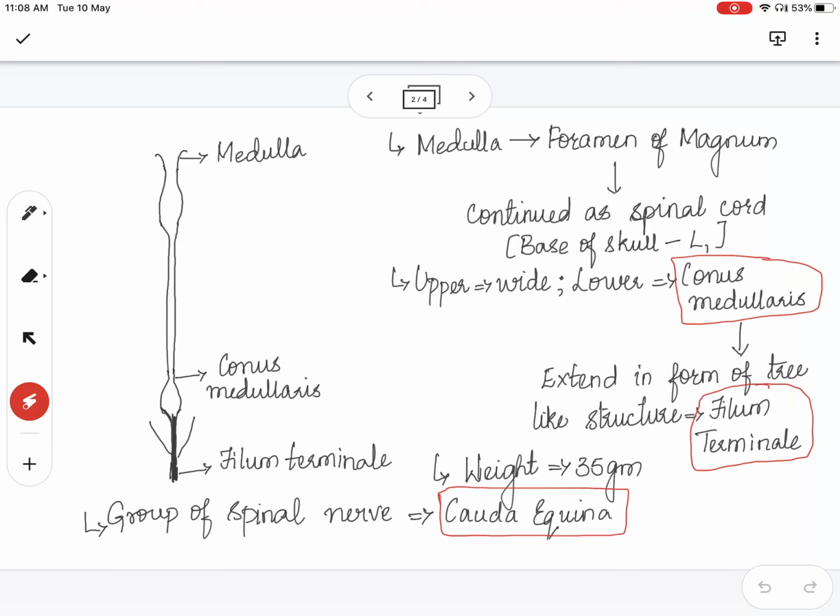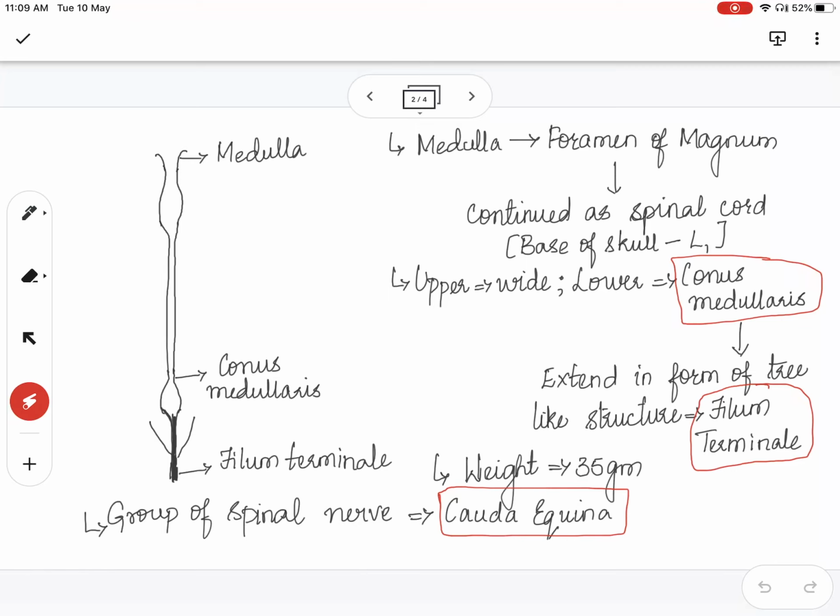Then, looking at the diagram of the spinal cord, the upper portion is wide and the lower portion continues as a thin structure, and the name of it is what? Conus medullaris. This conus medullaris extends itself to form a thread-like structure, and that structure is called filum terminale. That is the last part of the spinal cord. Because it terminates over there, hence the name.